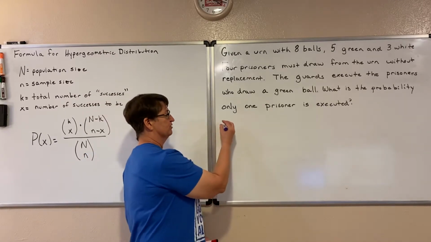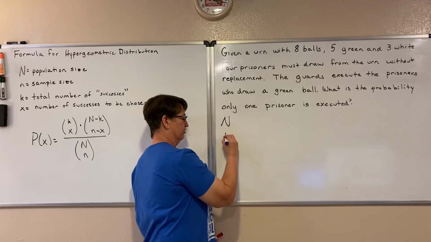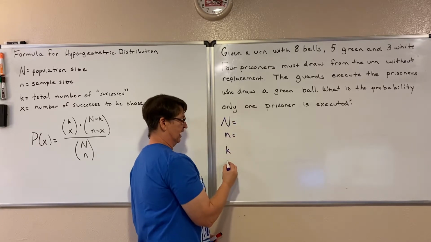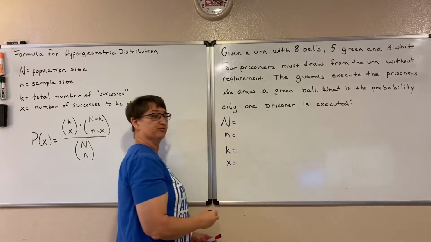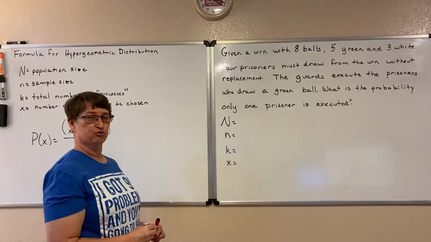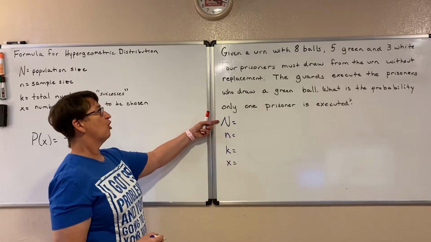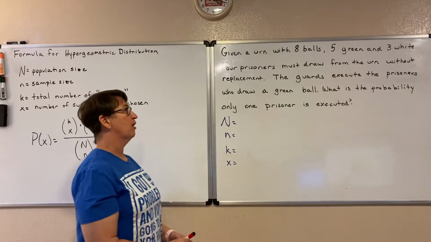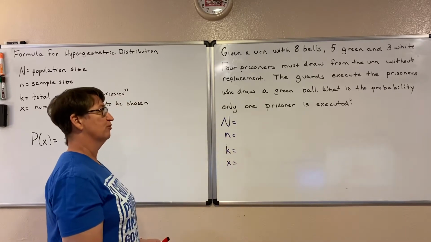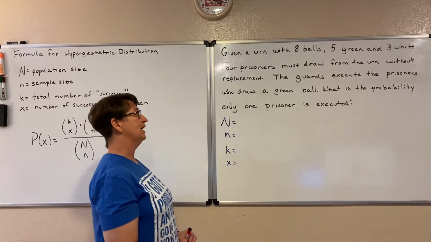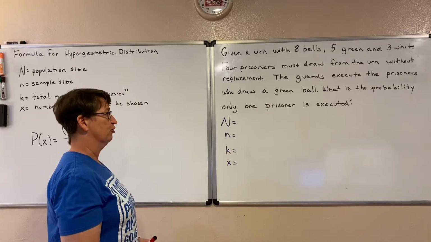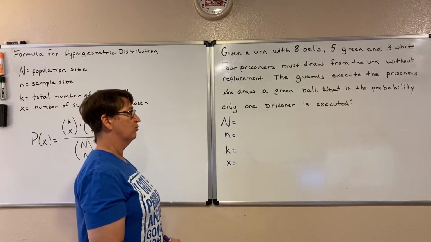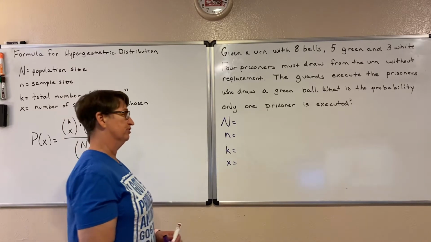First thing we need to do is recognize what are those numbers. So let's look first to find our population size, our sample size, our total number of successes, and the number of successes we're going to choose. So the total population here, we have a whole group of balls. So it says, given an urn with 8 balls, 5 green and 3 white, 4 prisoners must draw from the urn without replacement. The guards execute the prisoners who draw a green ball. What's the probability only 1 prisoner is executed?